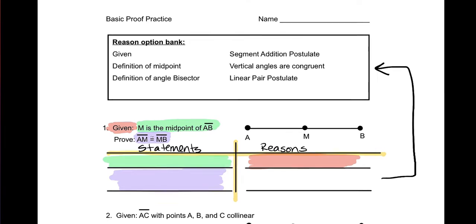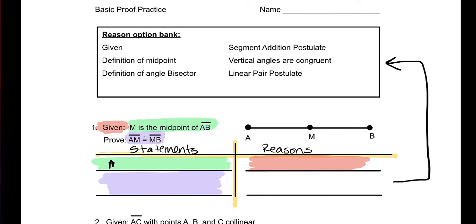So the first statement is always what they gave to us. And I like to abbreviate midpoint. I just put MIDPT. You'll see several things that I abbreviate on here. I'm going to say the reason is given, because they told us that. We're trying to prove that AM is congruent to MB, and we need proper notation, so be sure that you always copy what you're trying to prove exactly like they had printed it.